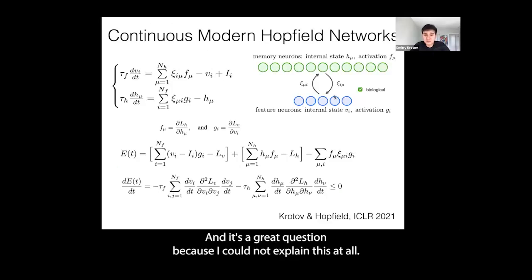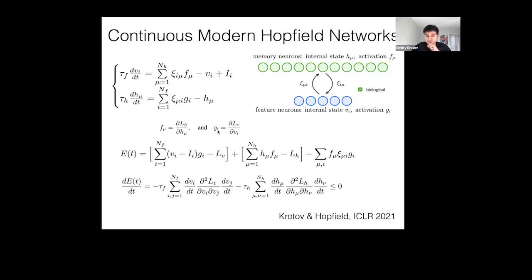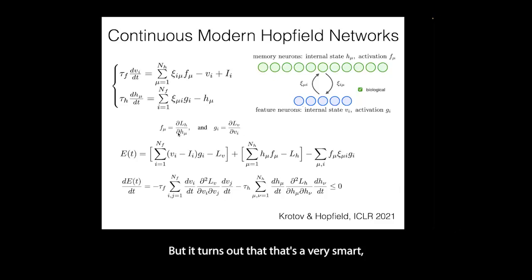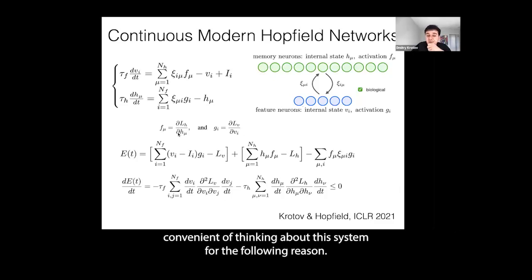It's a great question because I did not explain this at all. Let me first of all briefly explain what I call the Lagrangian here. All these nonlinear equations have some activation functions like f and g. Think about f as a softmax, for example, and g as a linear function or a rectified linear unit. Now, it turns out that it is convenient to integrate those functions up one level, and the Lagrangian is defined as the integral of those activation functions. You would think that it's just a tautology, right? I could have defined things through the activation function, or I could define it through the integral of that activation function. Who cares? But it turns out that it's a very smart way of thinking about the system, for the following reason.